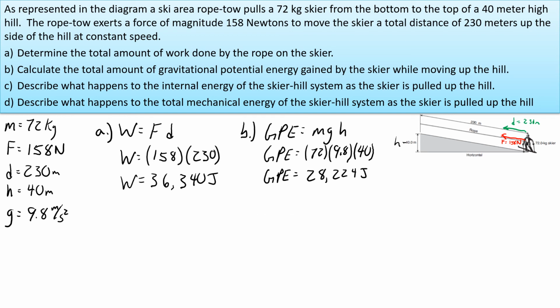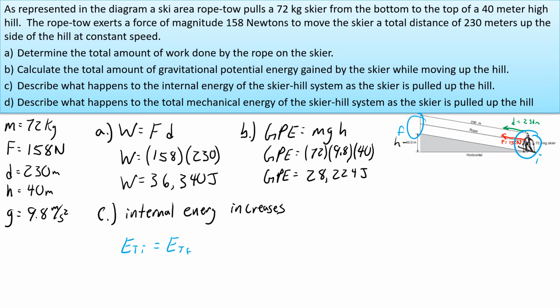What happened to it? Describe what happens to the internal energy of the skier hill system as the skier is pulled up the hill. The correct answer for this is that the internal energy increases. And here's why. This is like our initial condition, and at the top, this is like the final condition. The total energy in the beginning has to be equal to the total energy at the end. Maybe not the mechanical energy, but we have that other term, Q, for internal energy. So let's see what that looks like.